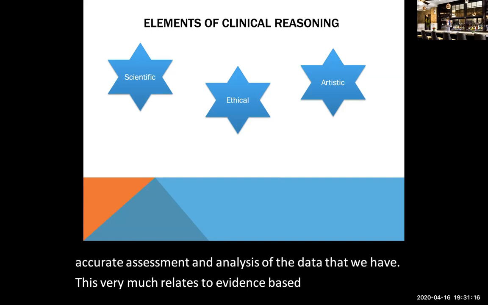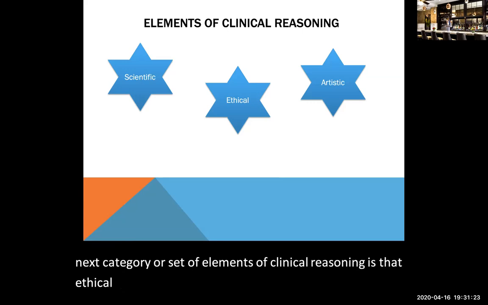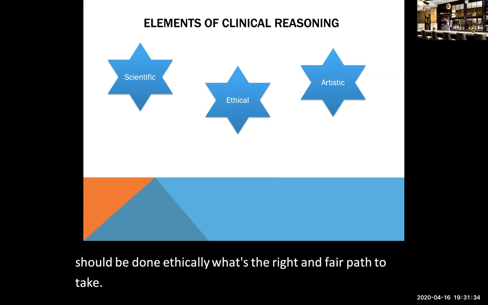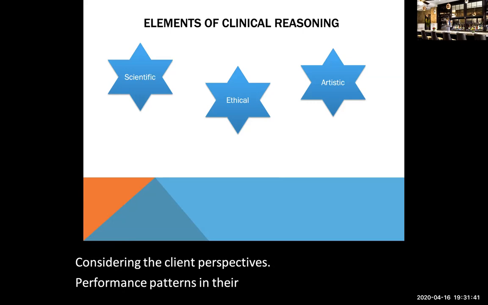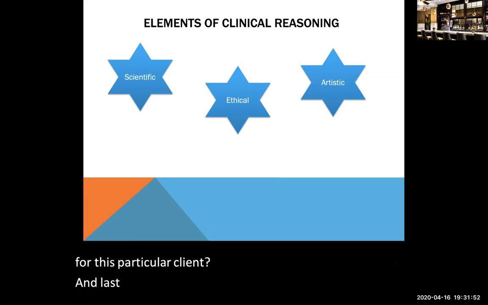Now, the next category or set of elements of clinical reasoning is the ethical one. Ethical elements lead us to figure out what should be done ethically. What's the right and fair path to take, considering the client perspectives, performance patterns, and their goals. So we have to think about what is important, what is realistic, what's feasible for this particular client. And last but not least are the artistic elements.